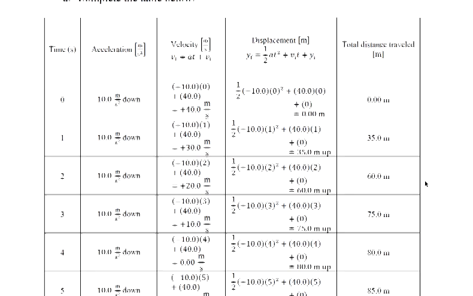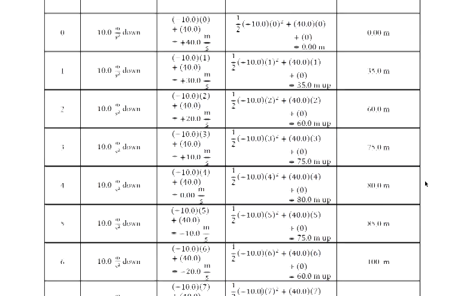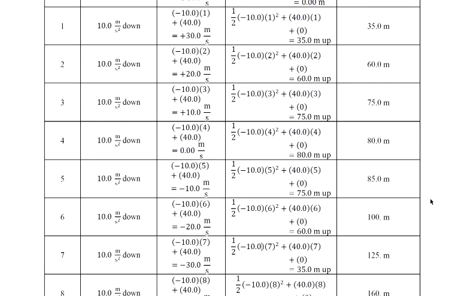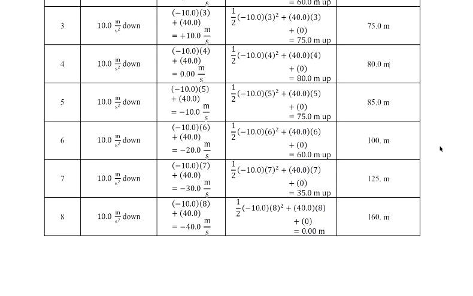The total distance traveled, we just add up the total displacement in the beginning. And after time equals 4 seconds, now we have to account for the displacement up and then the displacement down. So in total, the object travels 80 meters up and 80 meters down, which is 160 meters.